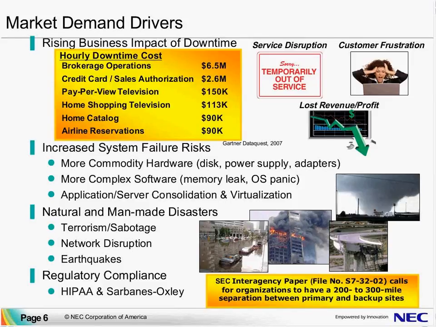The second area is the increased system failure risk due to the popularity of more commodity hardware platforms, which are inherently less robust than the old mainframe type of systems. And also software complexity has been increasing due to various demands of business needs.